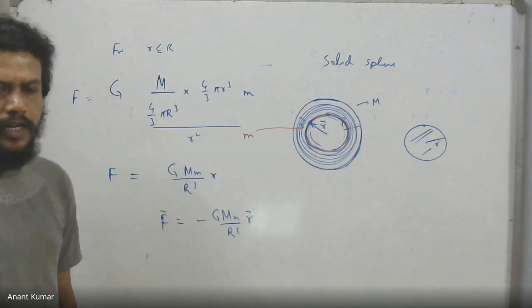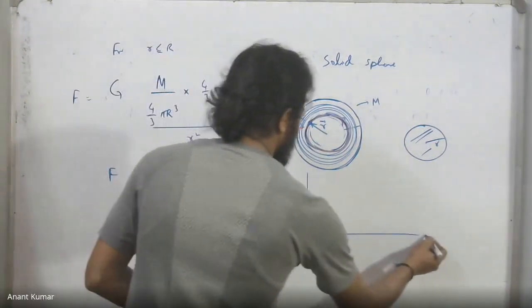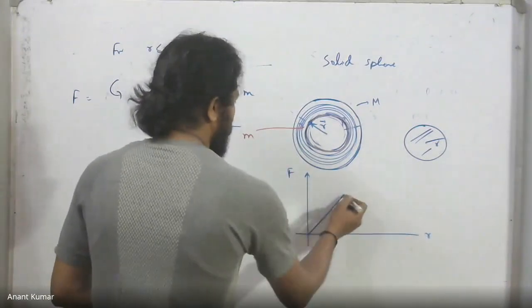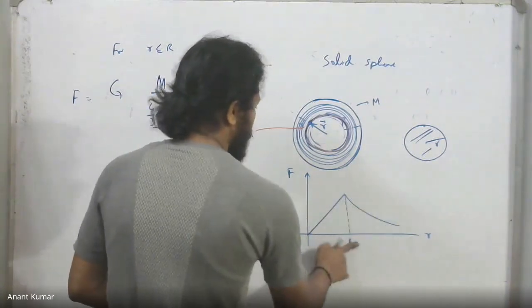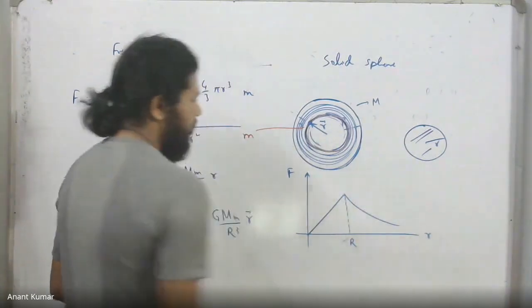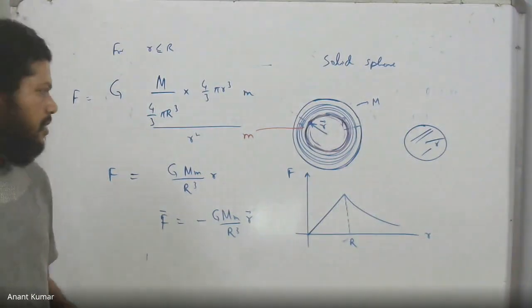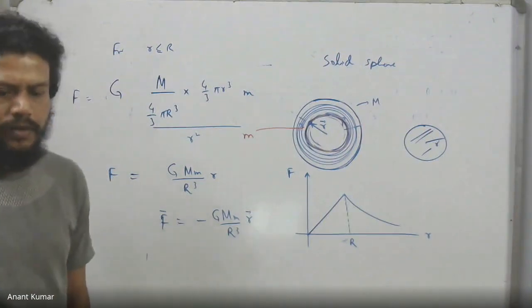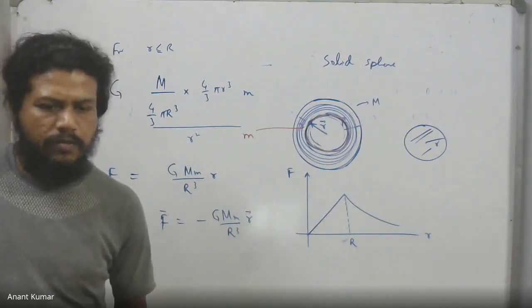If you take the variation of the gravitational force due to the sphere as a function of small r, which is the distance from the center, this force goes linearly, a straight line, till the radius, then it just goes as 1 by r square. For an outside point, it varies as if it was a point mass, 1 by r square. For an inside point, it just goes straight linearly.